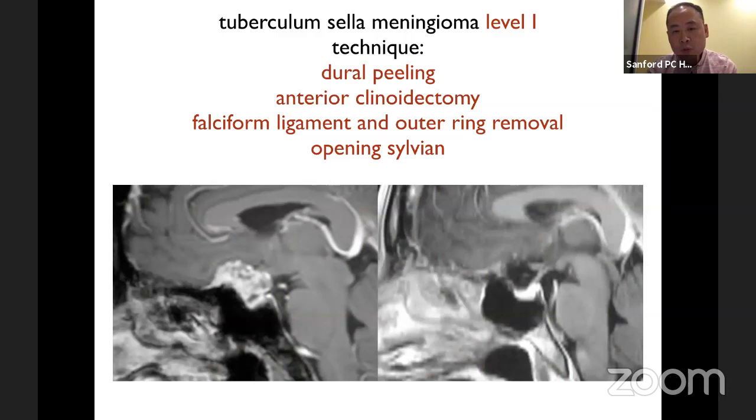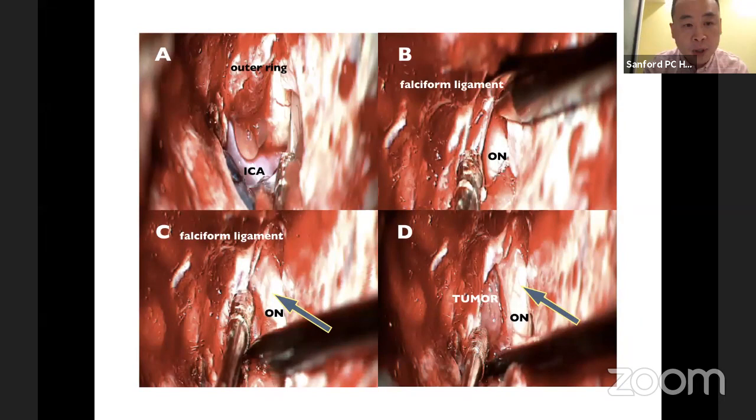If you do a little bit more complex, then you have to deal with tuberculum sellae meningioma. In addition to dura peeling, you have to know how to do the anterior clinoidectomy, and you have to know how to cut the falciform ligament and the outer ring. And also opening the Sylvian fissure is a basic technique. This picture shows why you have to do the anterior clinoidectomy, because if you remove the ACP, then you get the space to deal with the ring and the falciform ligament.